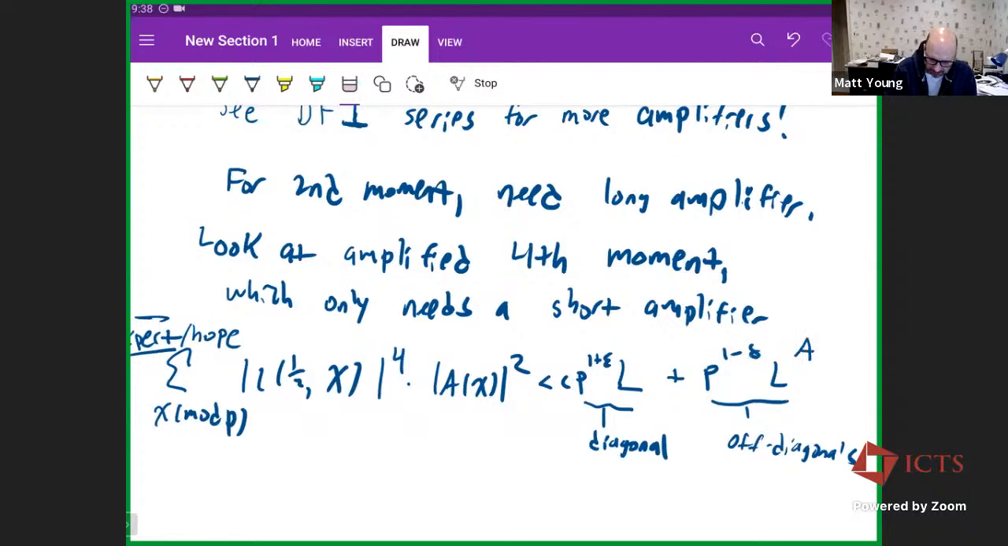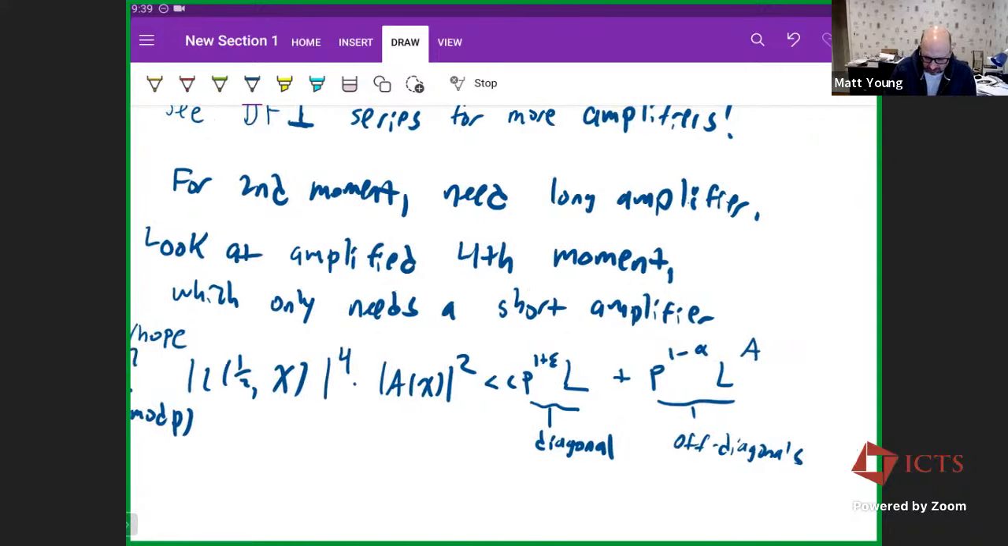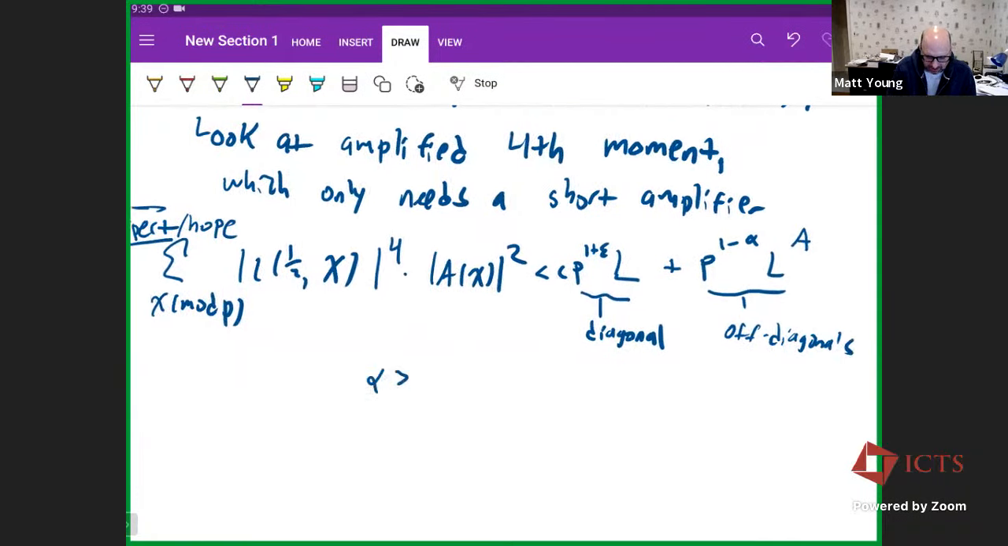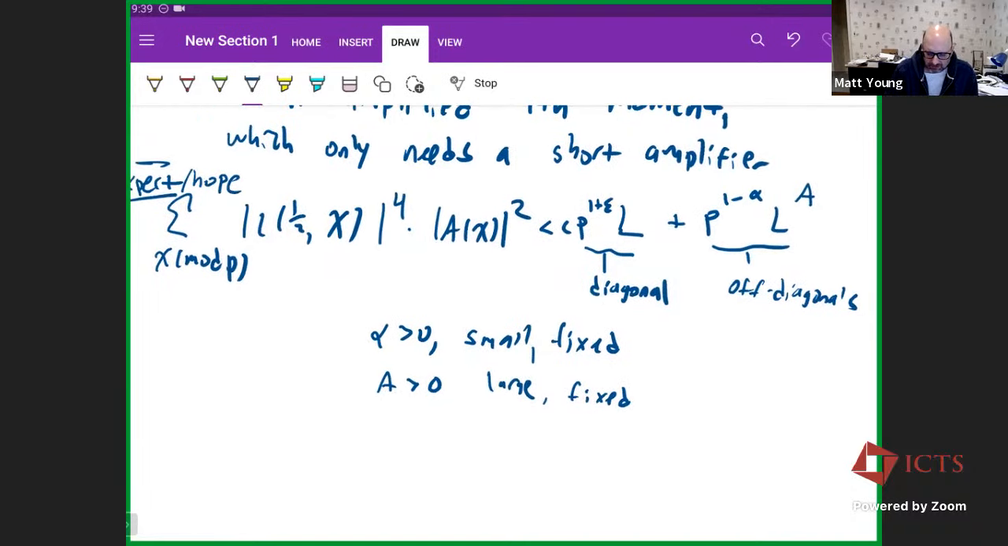Maybe I should use a different letter than delta. We want to assume that it has something of this form from the off diagonals, where alpha is some small but fixed positive quantity, and A is probably large. We'd like it small, but it's usually large, though also fixed. So think of alpha as like 1 over 100 and A like 100, or you might think of A as 2 or something.